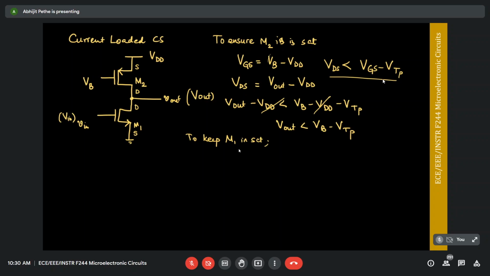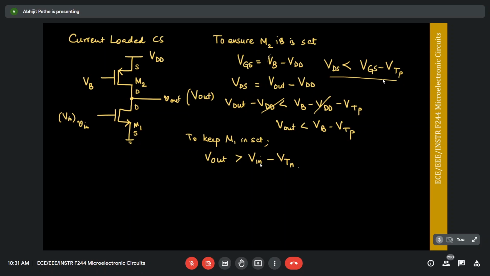How do I keep M1 in saturation? It's an NMOS, right? So what should Vout be? Vout is greater than Vin minus VTN, right? The reason I'm saying this is that when we do design in tutorials, you'll see that it's important for you to also decide what the bias voltages are. So you need to pick the bias voltages carefully so that you ensure the bias point of the circuit is right.